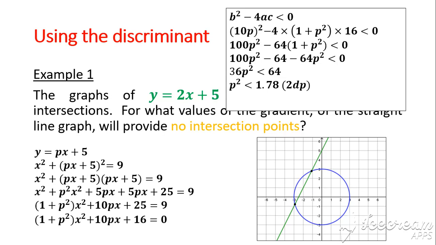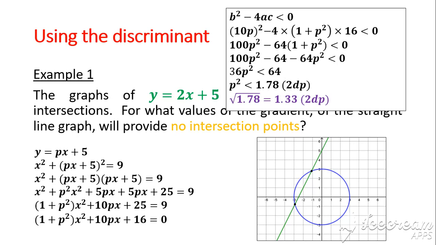Now at this stage, what I'm going to do is just put a hold on my working and work out what is the square root of 1.78. Well, that's 1.33 to 2 decimal places. 1.3 recurring is the correct answer.